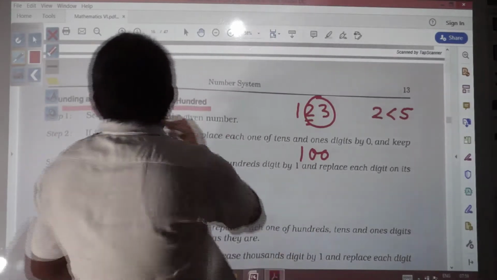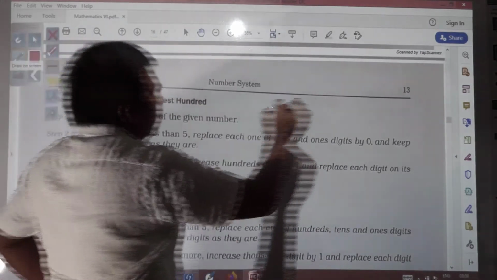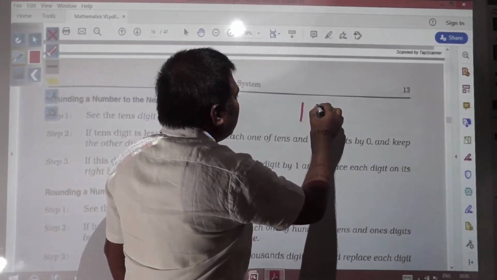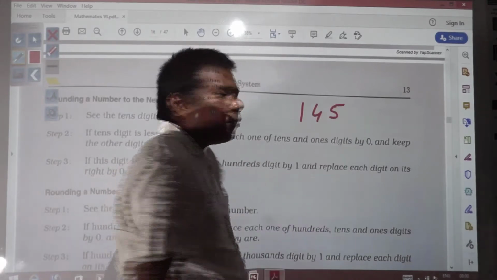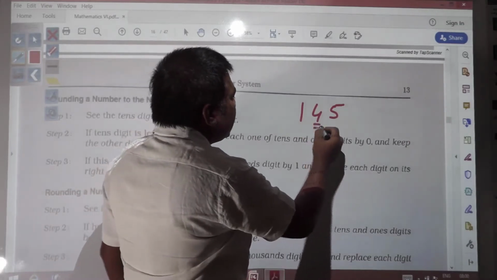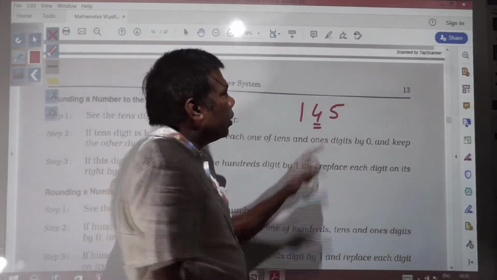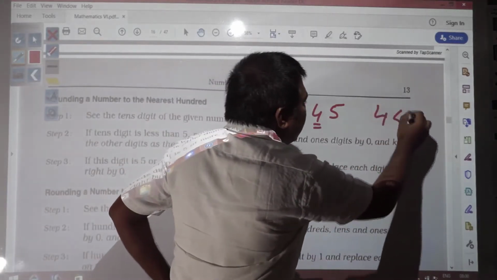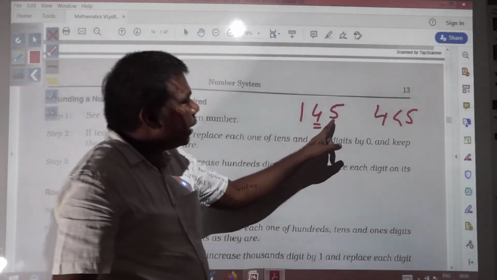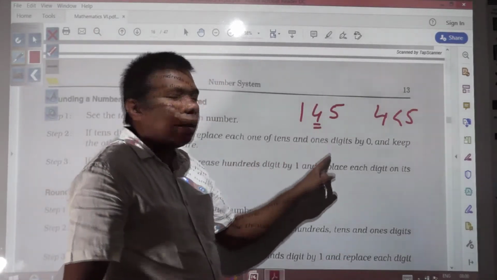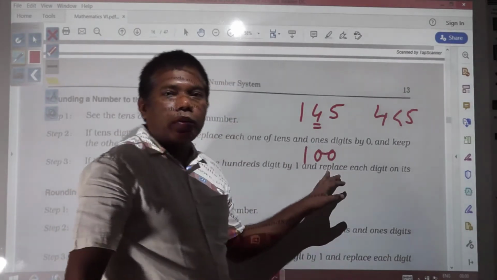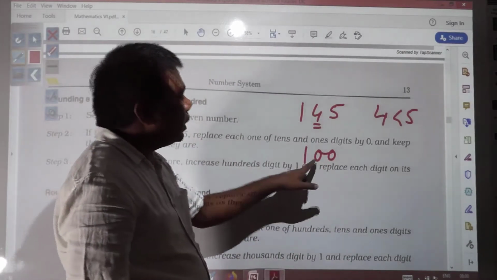Take another example. Suppose you have 145. Again, what do we need to do? Here the tens digit is 4, so 4 is lesser than 5 in this case. The same thing is required to be done. The tens digit and ones digit are replaced by 0. So this will be 1, 0, 0, and nothing else you have to do. So if you are rounding off, this is 100.